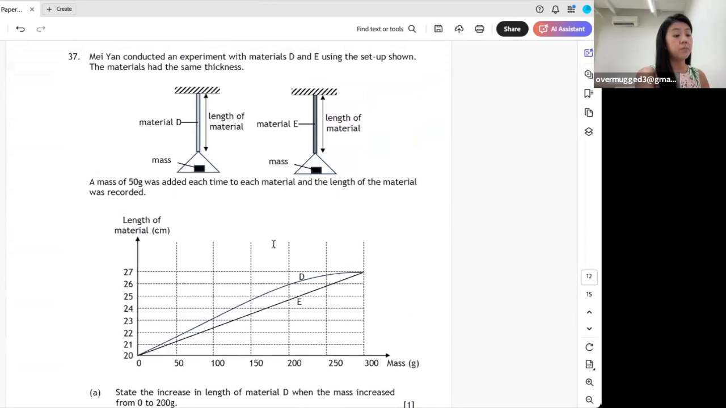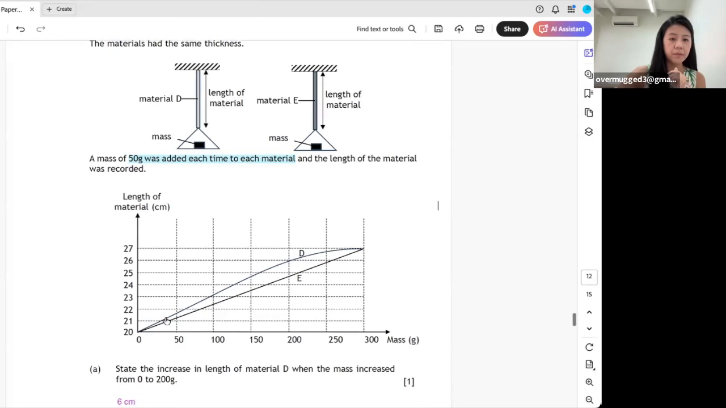37 is a question on materials. Mayen conducted an experiment with materials D and E as shown. The materials had the same thickness. Okay, so a mass of 50 grams was added to each material at a time. So 50, add on 50, add on 50, add on 50. Okay, and you can see the graph here, right?